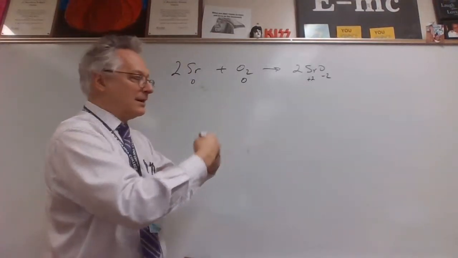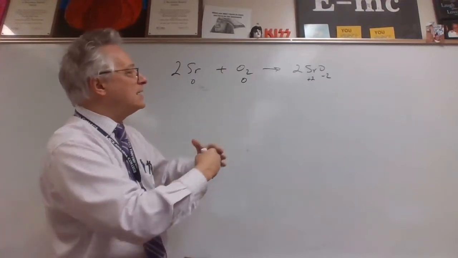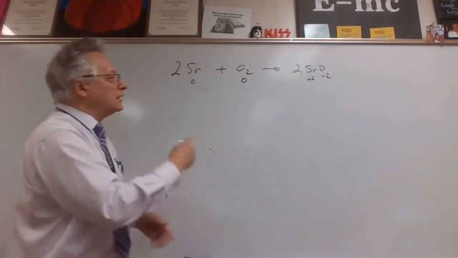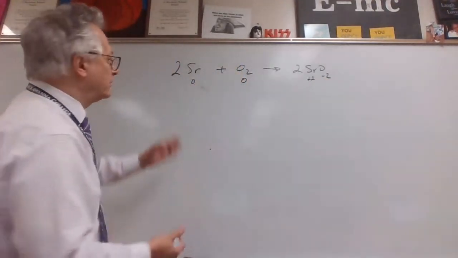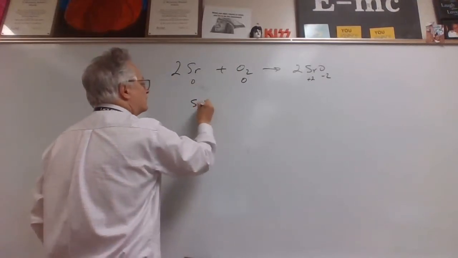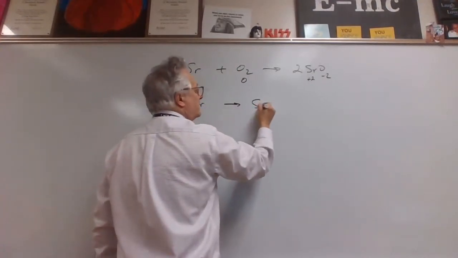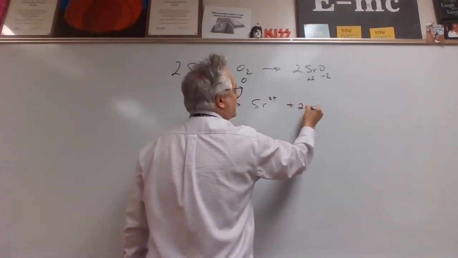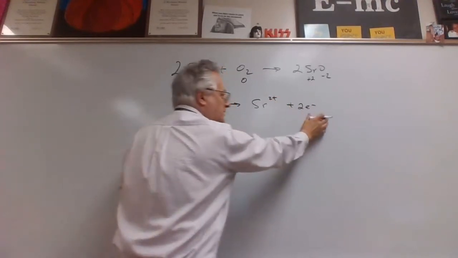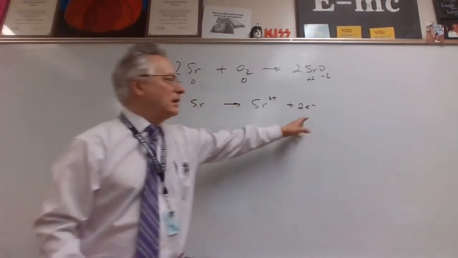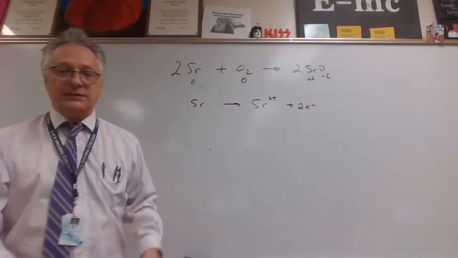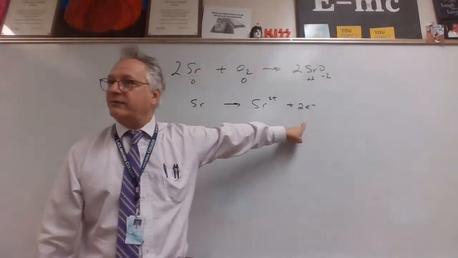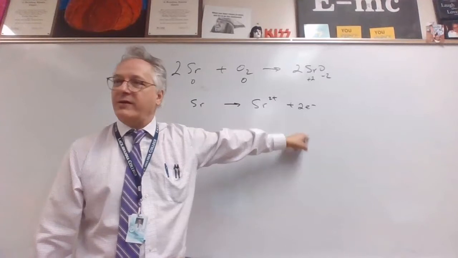Oxygen had a 0 oxidation state. Now oxide is minus 2, so it must have gained electrons. So let's go ahead and look at the 2 half reactions here. We've got strontium, and that's going to be strontium 2+ plus 2 electrons. That's how we write the oxidation half reaction. Oxidation is loss of electrons. Another way to look at this is if I have an oxidation reaction, the electrons are on the product side of the arrow. That'll help you to figure that out too.